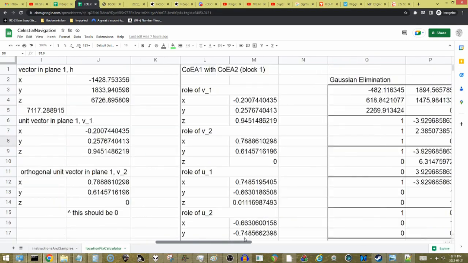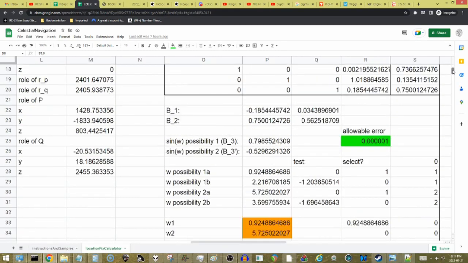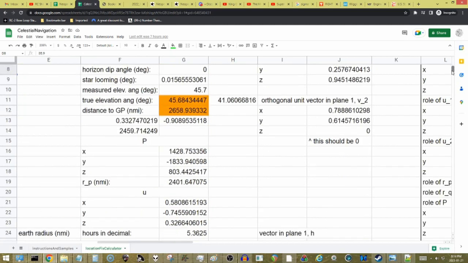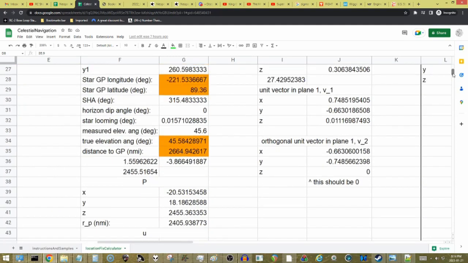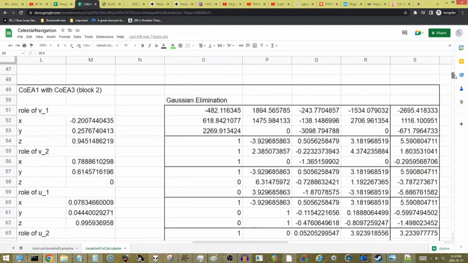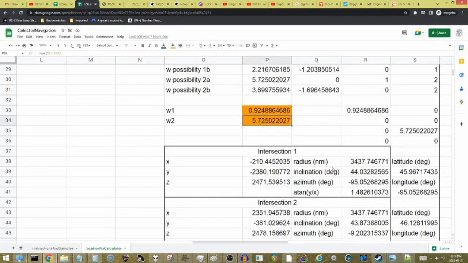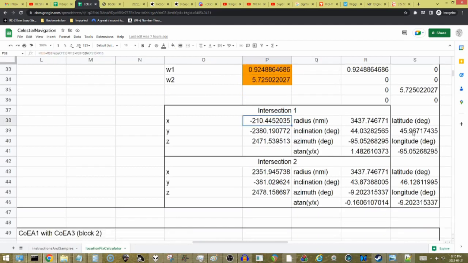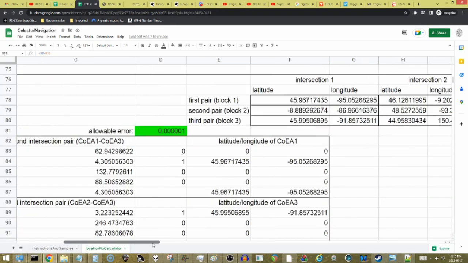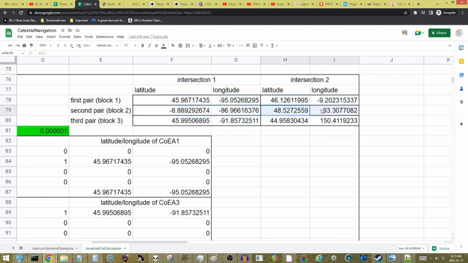And then the spreadsheet does the Gaussian elimination. It calculates the unit vectors, calculates P, all that stuff, does the Gaussian elimination to solve for W, gets the two values for W, and then finds the two intersection points by plugging these into the equation for the circle of equal altitude. So the intersection point is the latitude and the longitude. And when you get down here, we have all 6 intersection points.